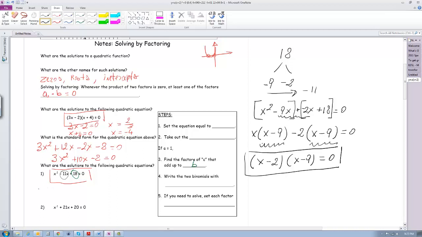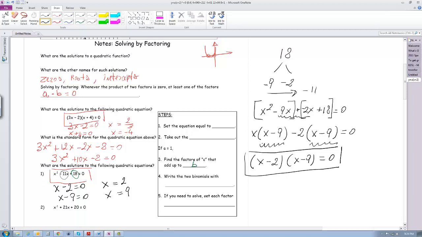As you see, I have come up to a form that allows me to now simply find the solutions to this equation. The solutions are going to be x minus 2 equals 0 and x minus 9 equals 0, so x equals 2 or x equals 9. For these two values, this trinomial is equal to 0. So I have found what I was looking for: the roots or the intercepts of my quadratic.